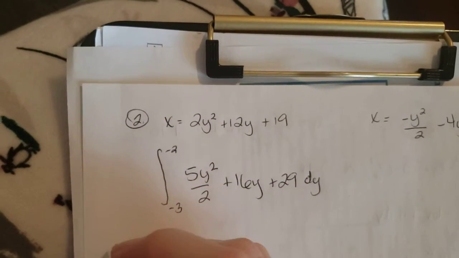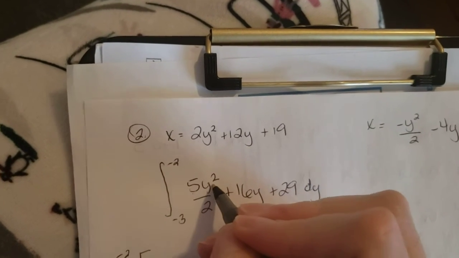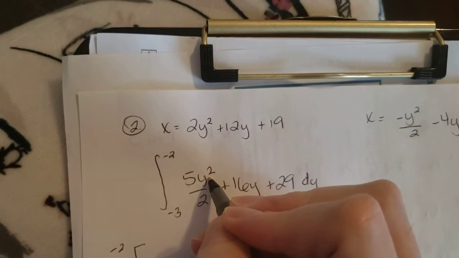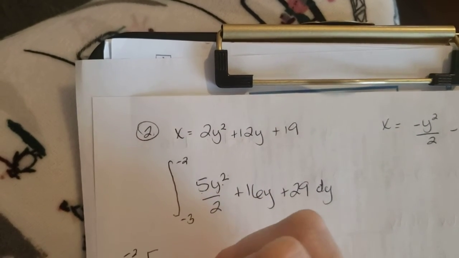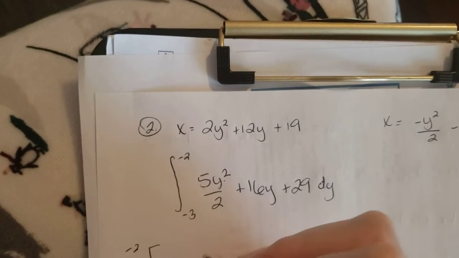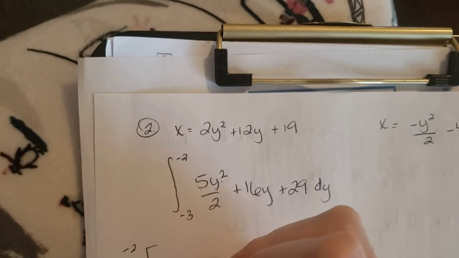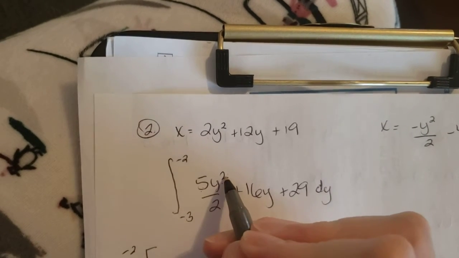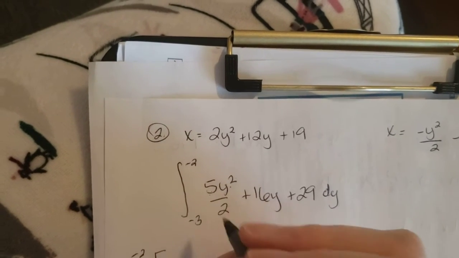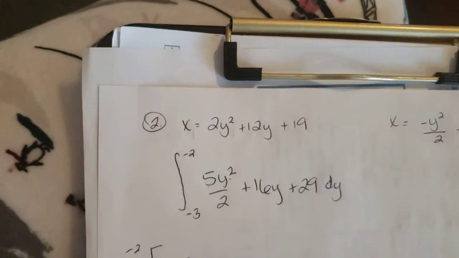I'm going to start with my -2. So 5 times -2 squared would be 20, because -2 squared is 4. So 20 divided by 2, that gives me, is that right? 5 times -2 squared, 4, 20 divided by 2. Yeah, so that gives me 10. Is that right?